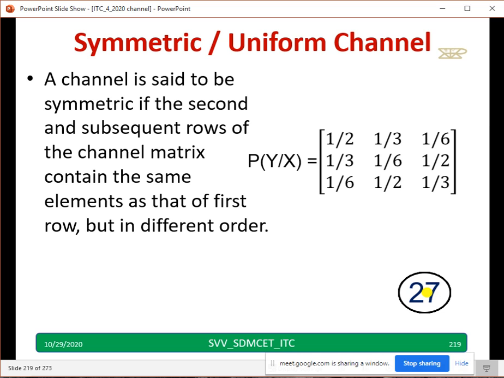This is about a symmetric or uniform channel. I'll wait for another 10 seconds, then we'll go to the next slide. One slide for one channel. We don't have any discussion on problems or anything, just a short note on the channel. You should just know the meaning of that channel. Let me go to the next.